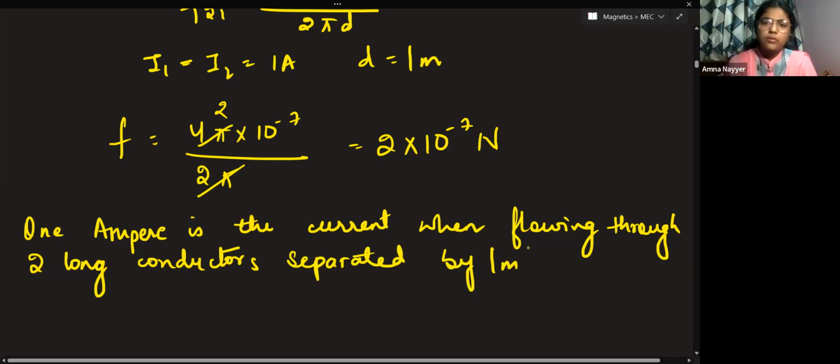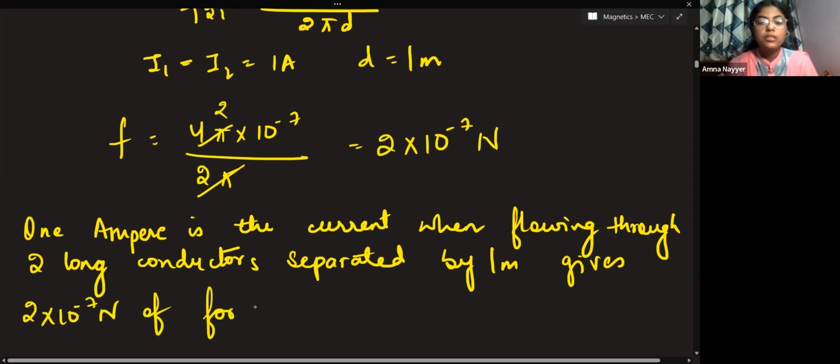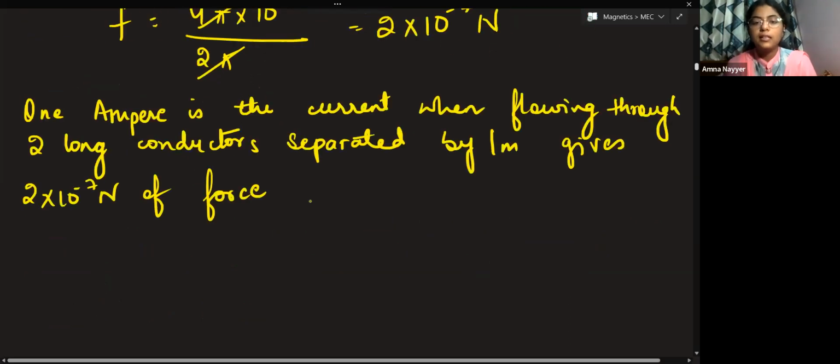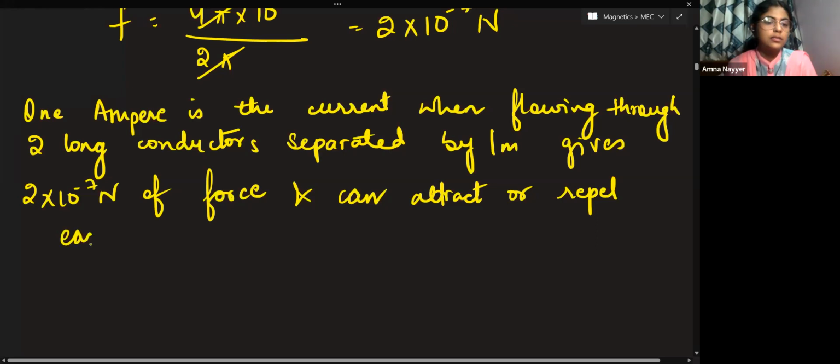Can attract or repel each other. We'll mention that. Give what amount of force? This part is left to be written. So gives 2 into 10 to the power minus 7 Newton of force per unit length. And one more thing, they can attract each other or they can repel each other. When they attract and when they repel, you people know the condition. So note down things and we'll do questions on this.